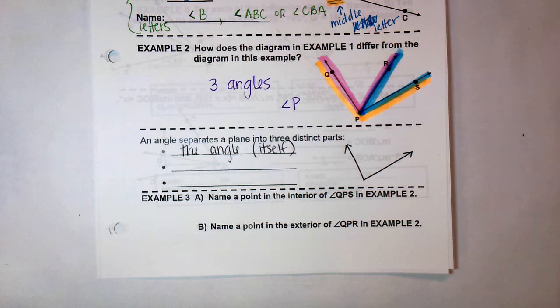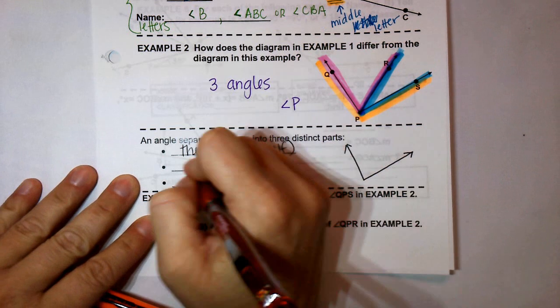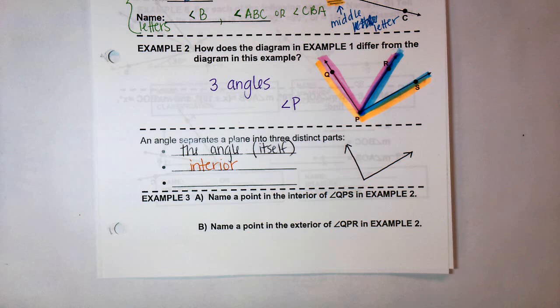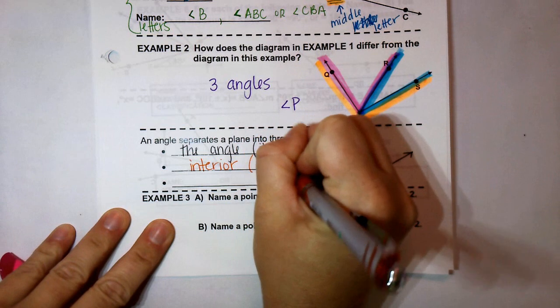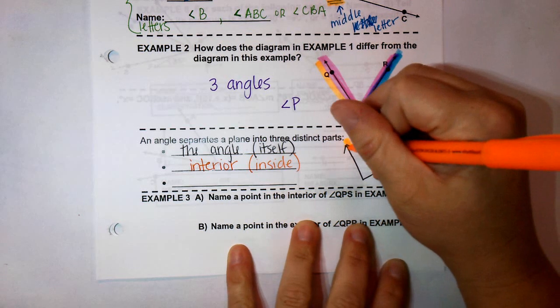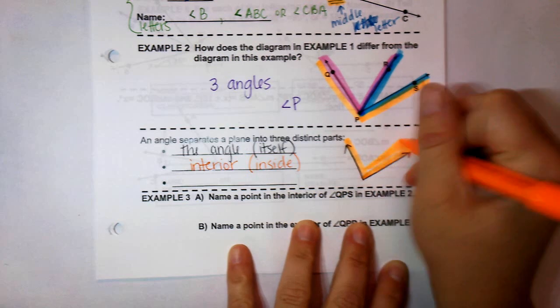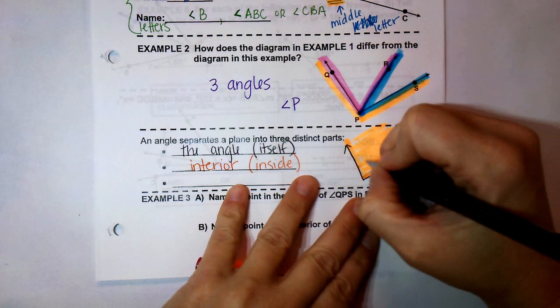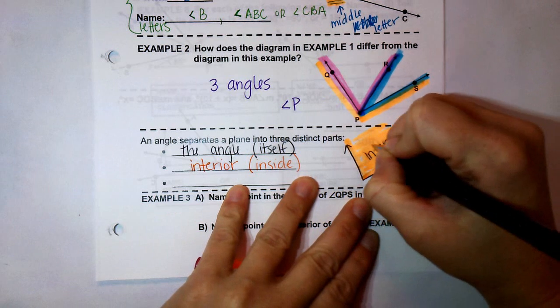All right, what if I was to tell you interior and exterior? Interior means inside. So if I'm looking at my picture of my angle, what would be the inside of that angle? Yeah, the inside, between the 2 lines. So if those are my 2 lines, it's everything on the inside of those lines. That's the interior. And you can label it if you want. I'm kind of color coding, but this is the interior.